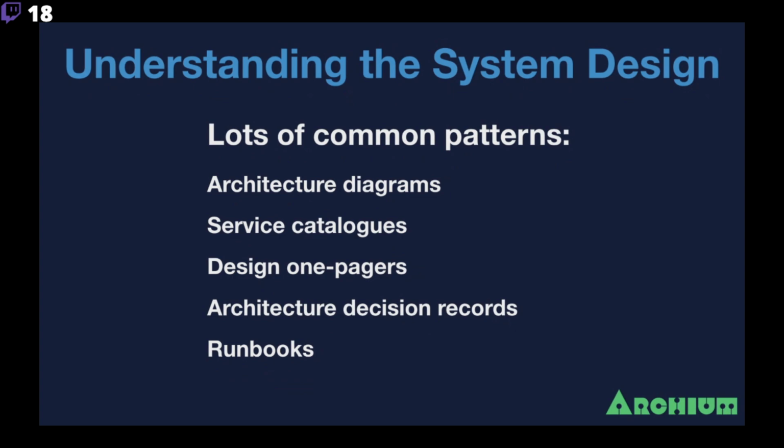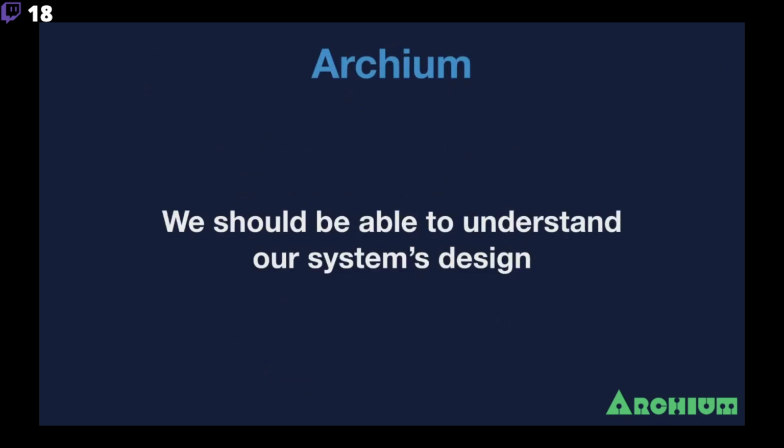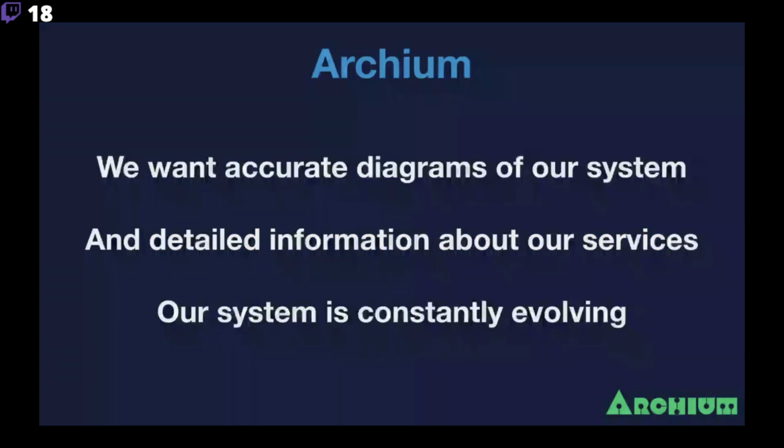And so the product Archium that I have is playing right into this space, the idea that we should be able to understand our system's design. And that is the goal of Archium, is to help teams understand the system's design better. So we want accurate diagrams of our system. Humans work really well with looking at pictures. And we also want detailed information about our services.